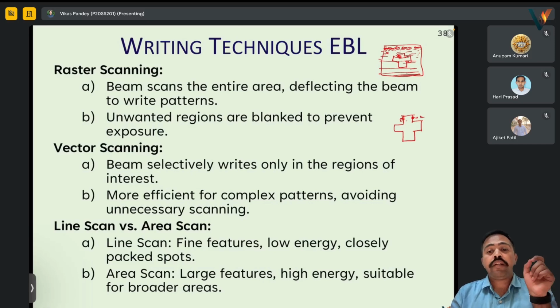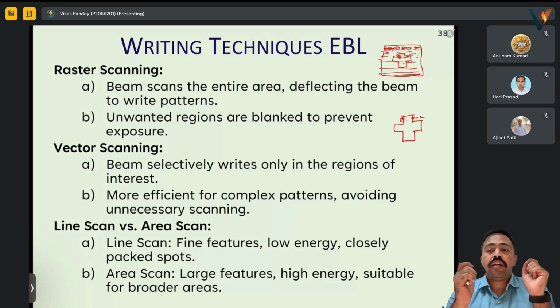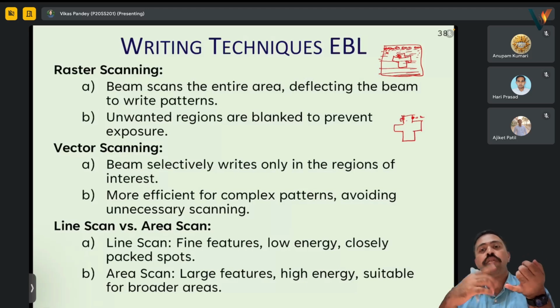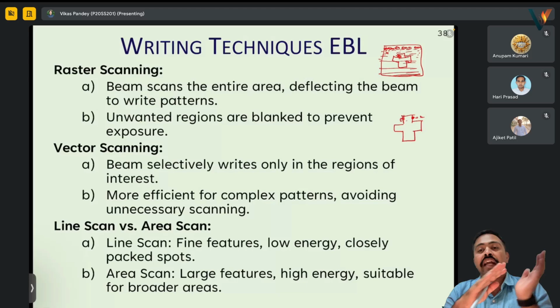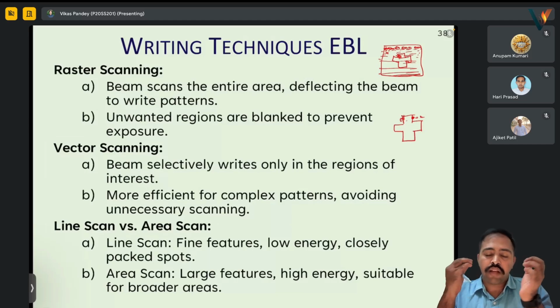But the optics is complex. That is why this will be costlier as well as more complex to operate compared to raster scanning. But here we will get better patterns, because it is selectively exposing only the area that we want. No blanking is there. At that point no electron comes at all.